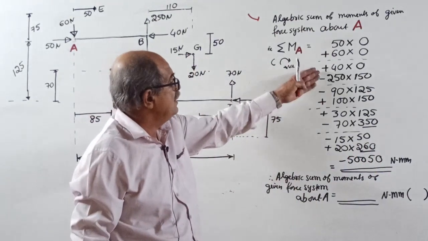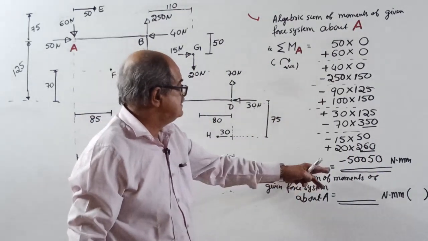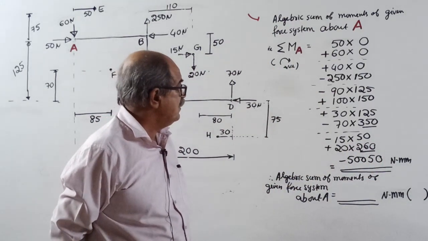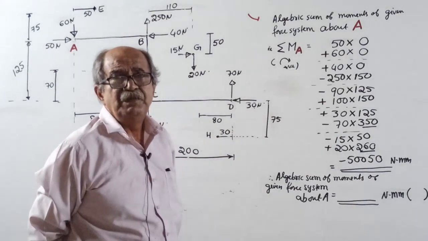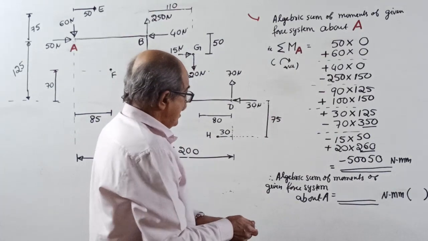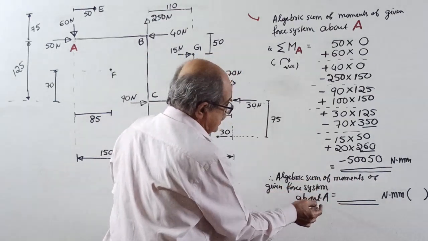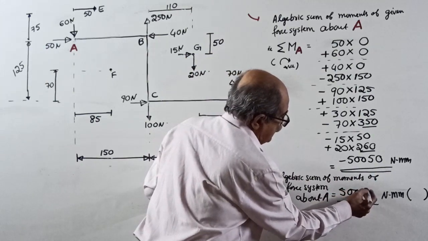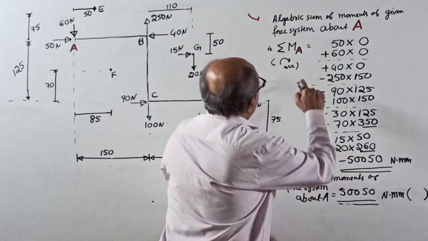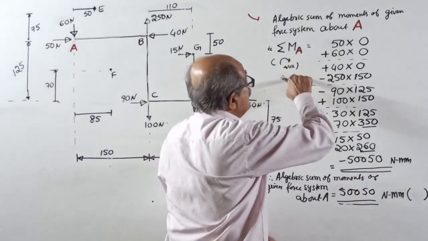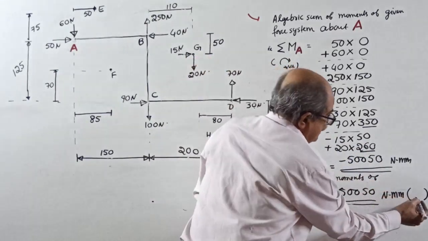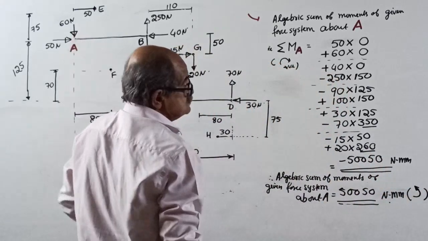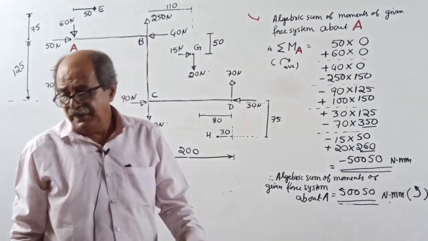Calculate. I already calculated carefully. The answer will come. We are taking clockwise positive. The answer will come minus 50050 Newton millimeter. Therefore, the conclusion is the algebraic sum of moments of the given force system about A is, don't write minus now, 50050 Newton millimeter. We considered clockwise, so negative came. That much anti-clockwise is the final answer for point A. Okay, now repeatedly practice and get the answer.